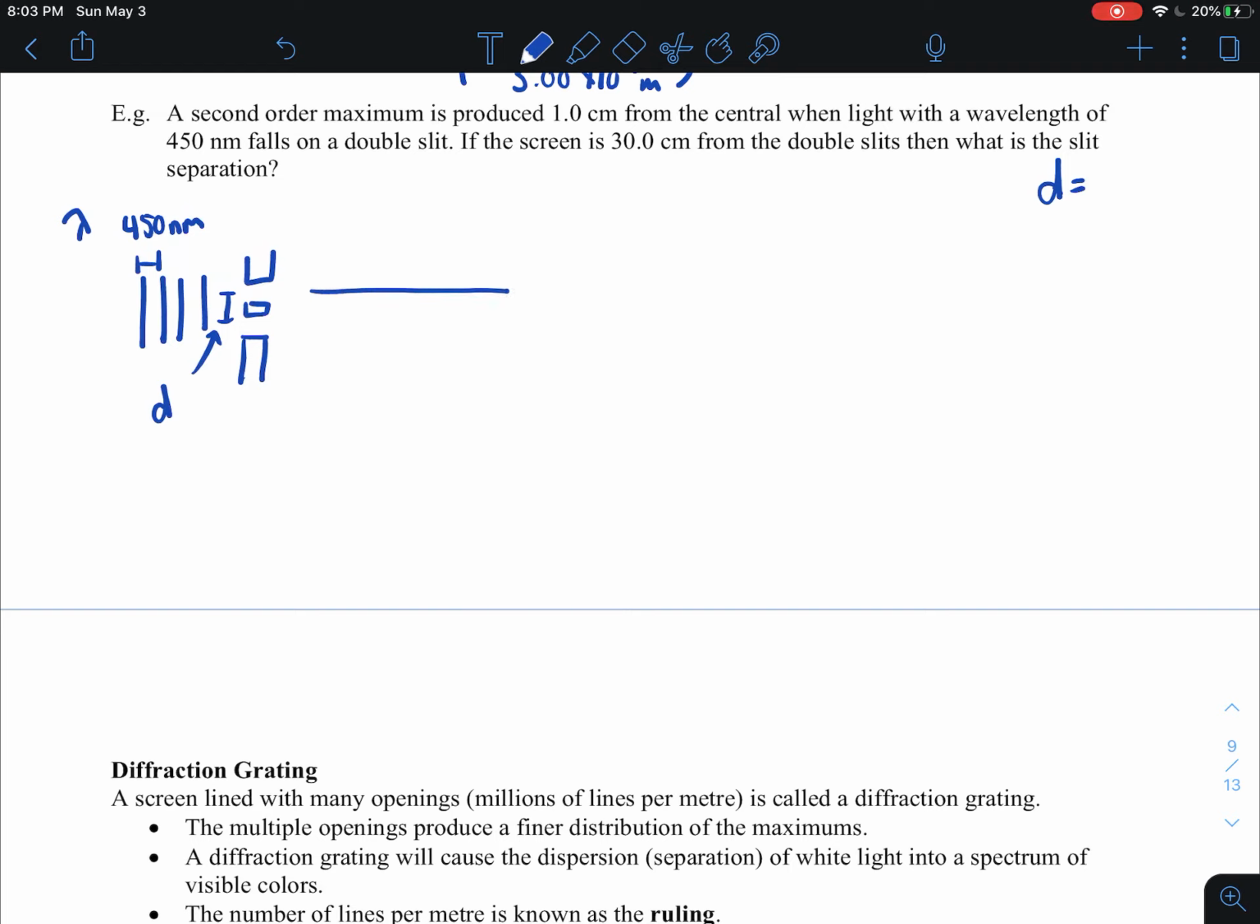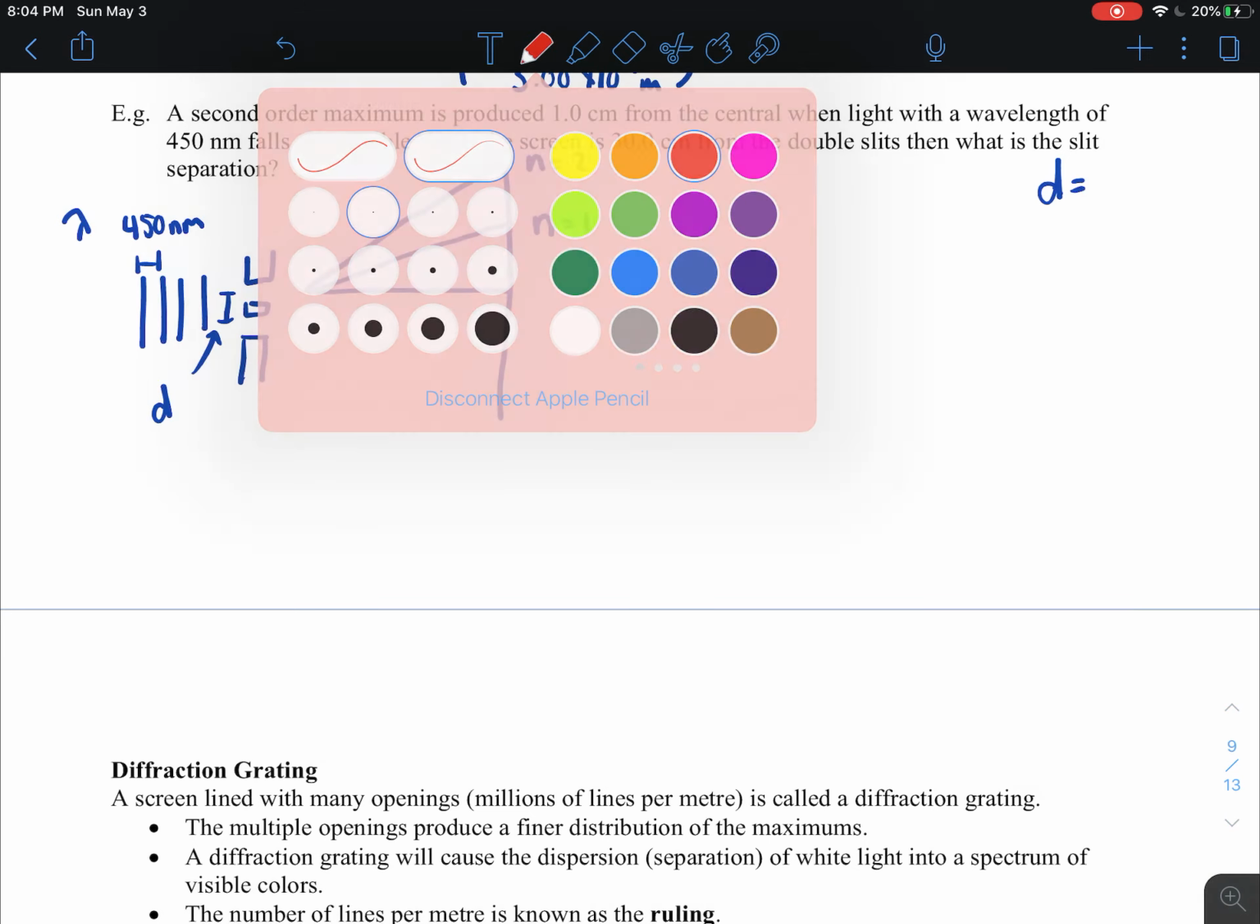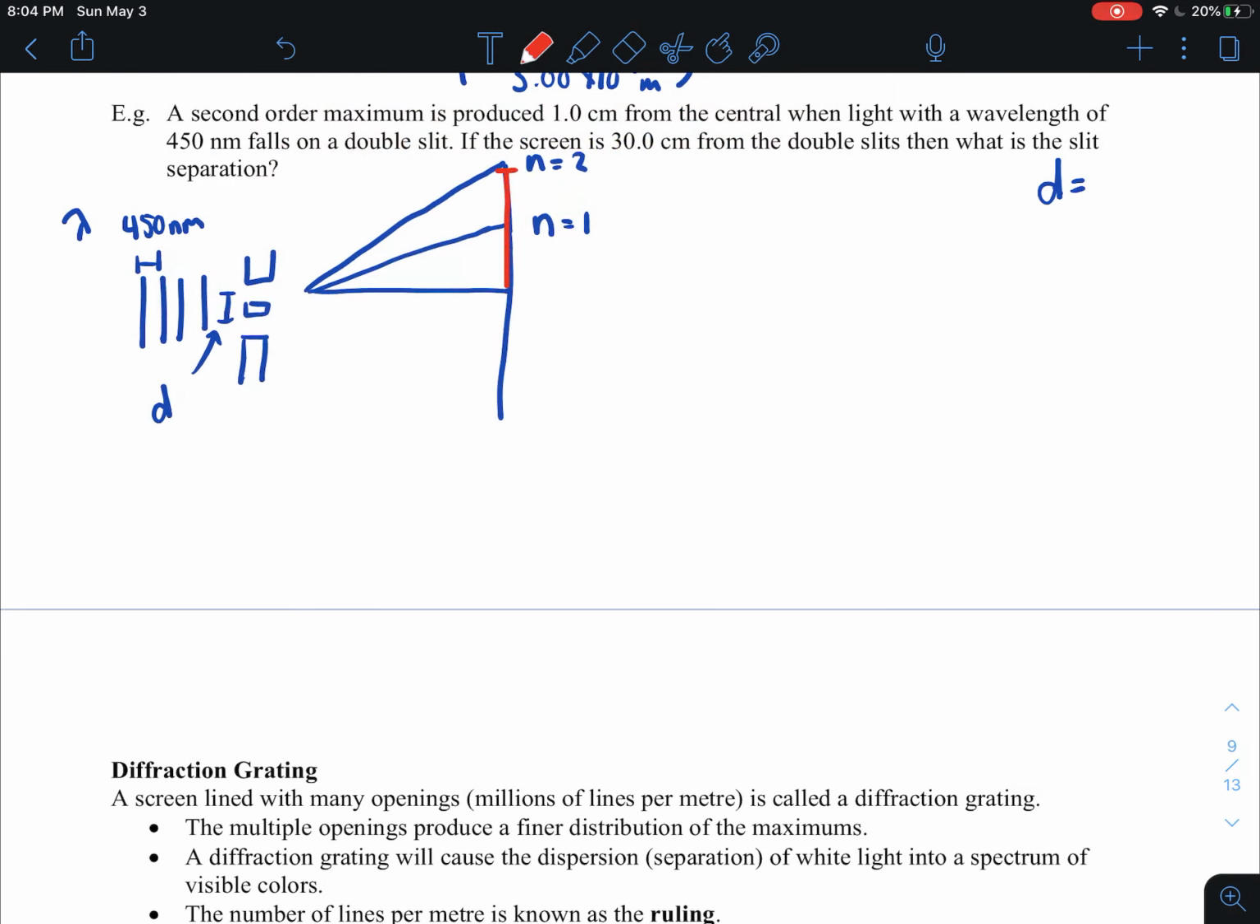And it produces that pattern, so it has a bright spot right in the center. We'll have a first order max here, and then it will also have a second order max up here. So this is n equals 1, this is n equals 2, and this is the one we're dealing with, the n equals 2 scenario. And it says that is 1 centimeter from the central bright spot. So that is its x value.